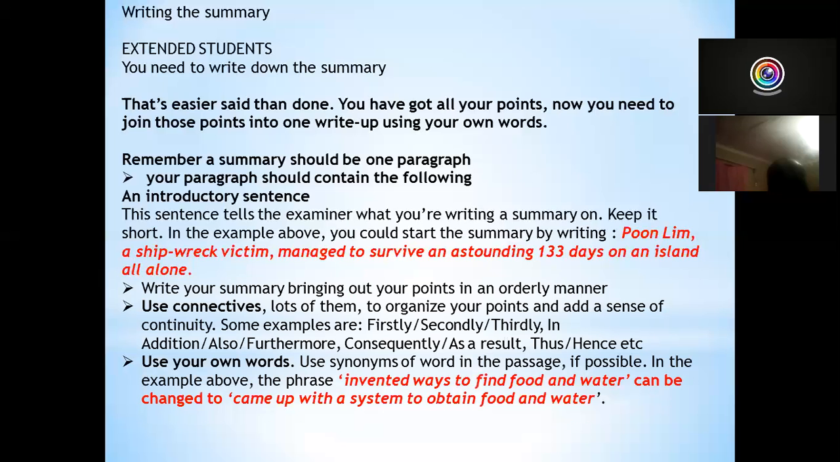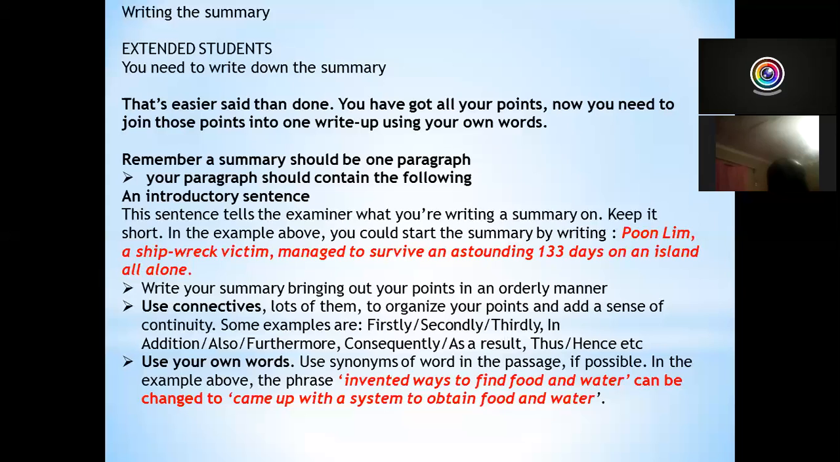Use your own words. Use synonyms of words in the passage if possible. Remember, in this summary, you are expected to use your own words, so the best way to do that is to make use of synonyms. If you take a look at the example, at one of the points, which reads, invented ways to find food and water, for you to change this sentence, you need to look for synonyms.